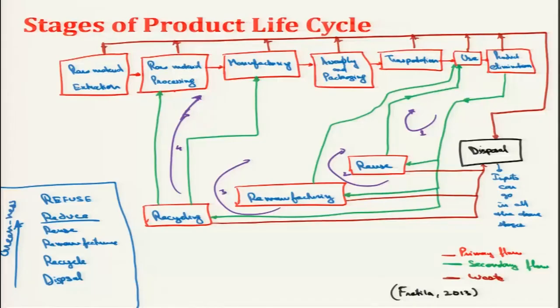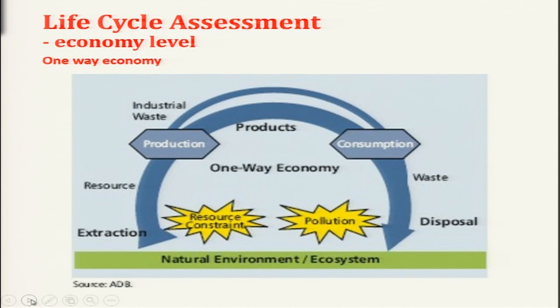If you recall, this was the illustration that we discussed 2-3 lectures before, in which I showed you these returning circles in the purple color: circle 1, circle 2, circle 3 and circle 4. If we look at them from the economy viewpoint, this is a one way economy where the extraction happens and the resources, the production happens and industrial waste is there, and products are produced by manufacturers, the consumers use the products, these are consumers here, consumption, and after that waste happens and finally the disposal happens.